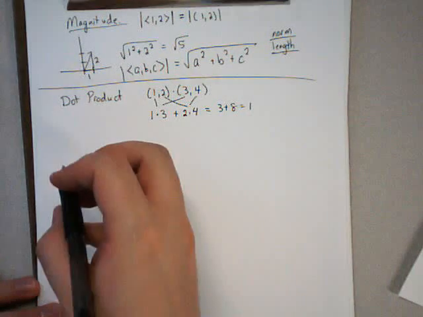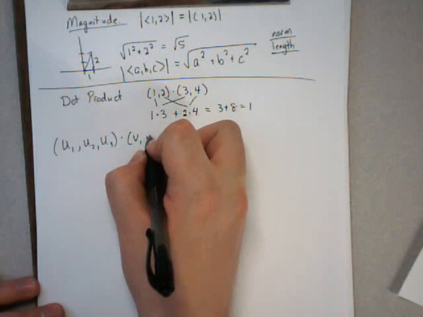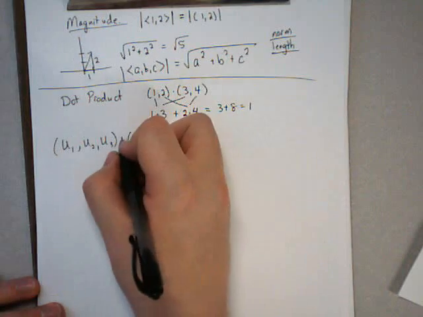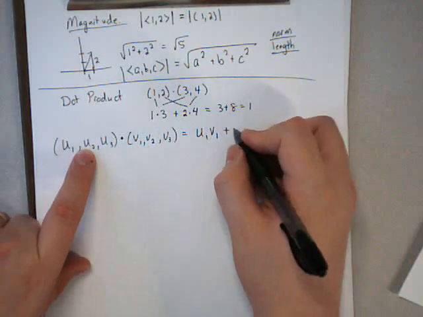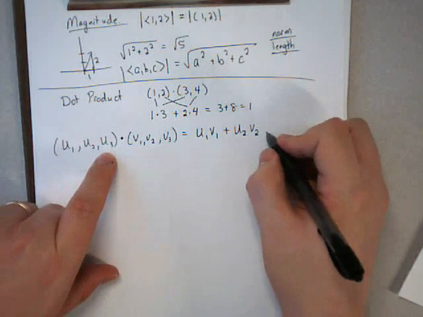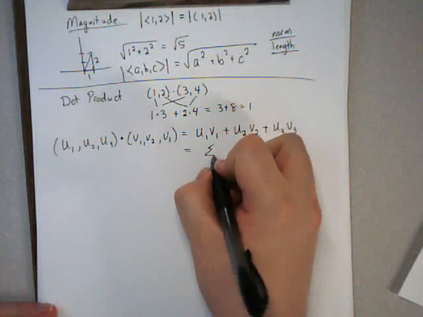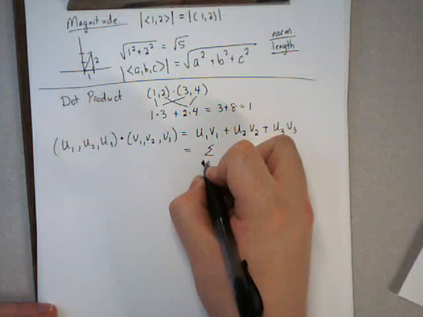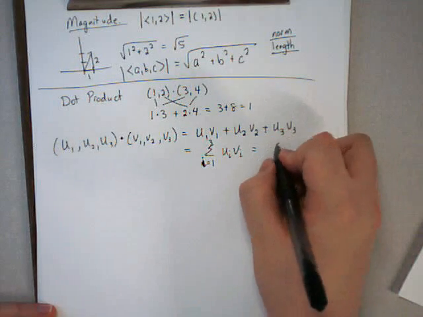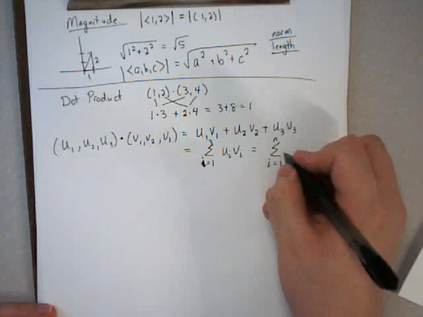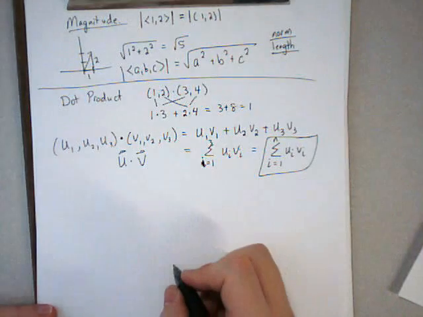The dot product generalizes to higher dimensions. If you've got a vector u1, u2, u3, and a vector v1, v2, v3, and we're in 3D, and you want to dot them together, then all you do is take the first component of the first times the first component of the second, plus the second component of the first times the second component of the second, plus the third component of the first times the third component of the second. You can write it in summation notation: the sum from i equals 1 to 3 of ui vi. And if you want to generalize to higher dimensions, you now go from 1 to n, ui vi, and this is now the dot product of two vectors in all dimensions.